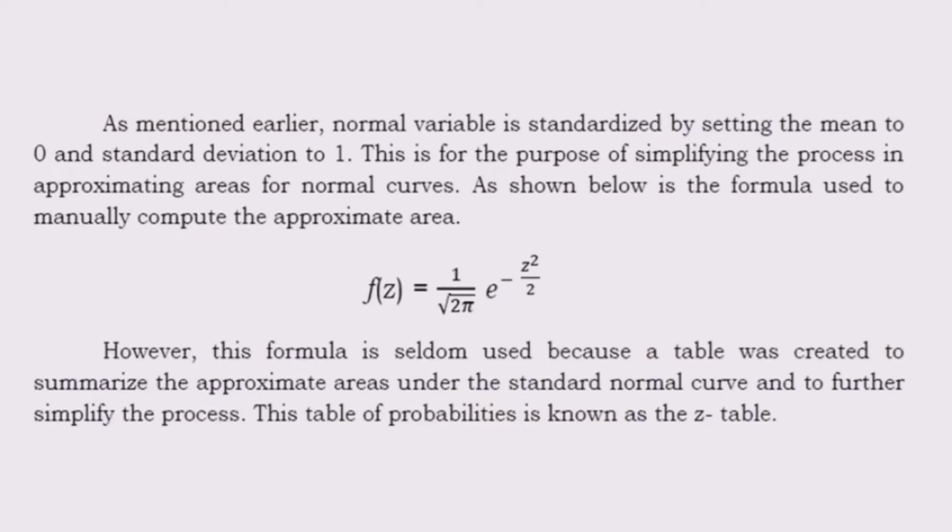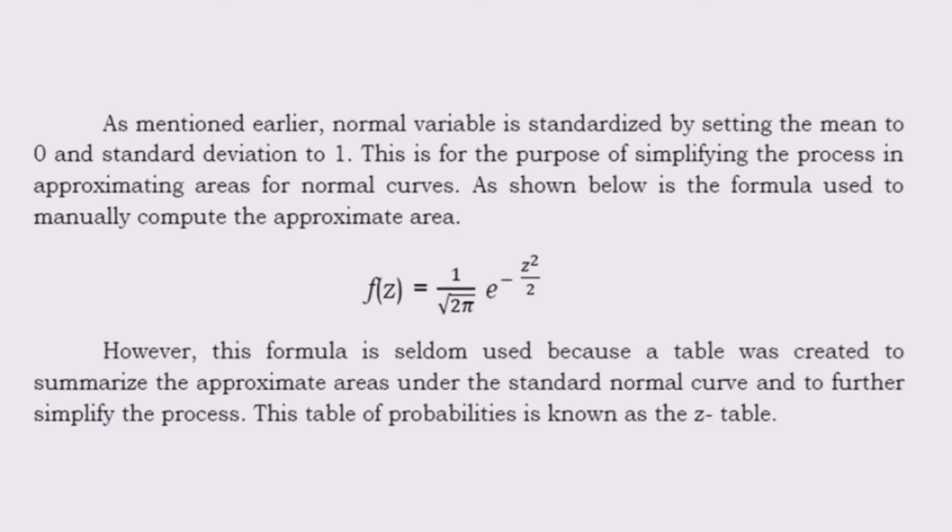As mentioned earlier, the normal variable is standardized by setting the mean to 0 and standard deviation to 1. This is the purpose of simplifying the process in approximating areas for normal curves. As shown below is the formula used to manually compute the approximate area. This formula is seldom used because a table was created to summarize the approximate areas under the standard normal curve and to further simplify the process.